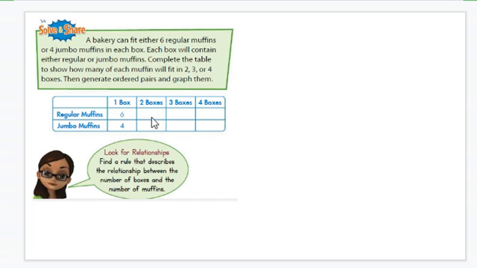So the rule for regular muffins is 6, okay? So if you have 2, you're adding 6 here for regular muffins.